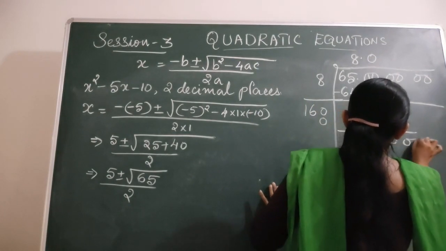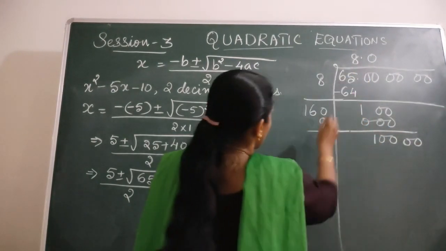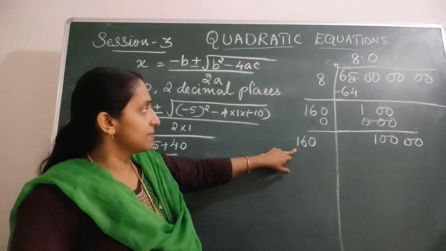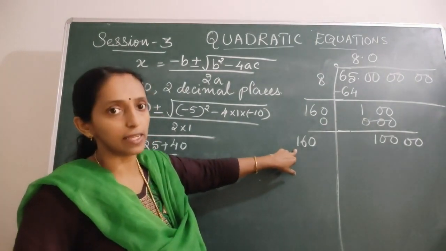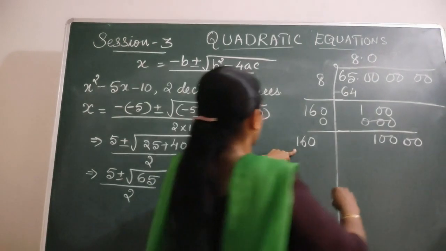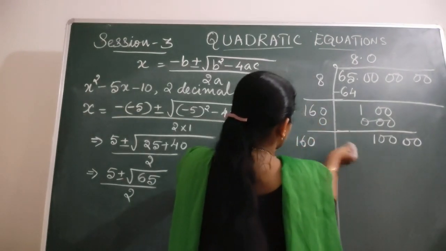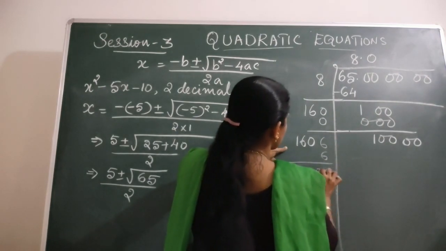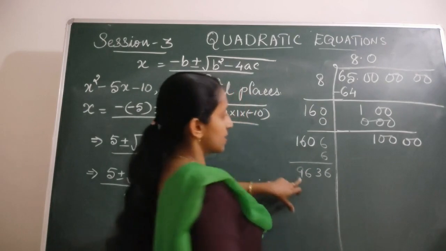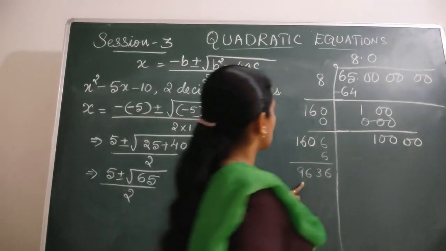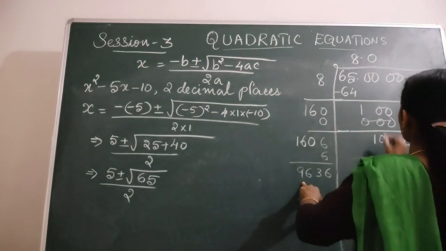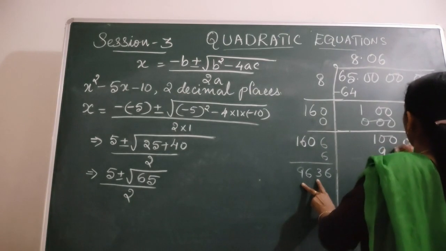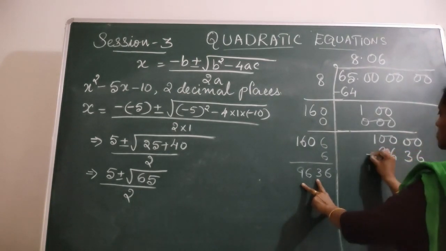Next group is 0, 0. You got 10,000. 8 doubled is 160. 16 6s are 96. First of all you will check it with 6 whether it is possible or not. If it is not possible you can make it into 6. 6 6s are 36. 9, 6, 3, 6 comes. So that 6 only will come here.